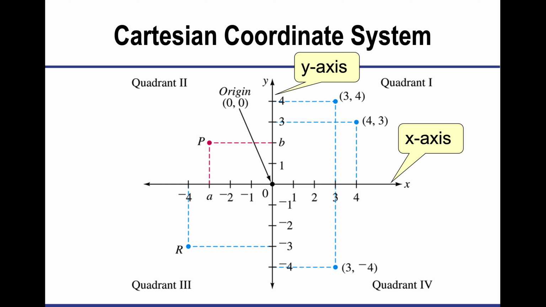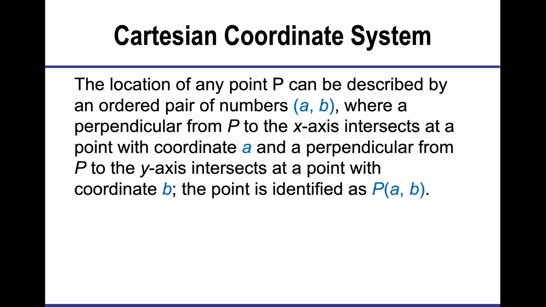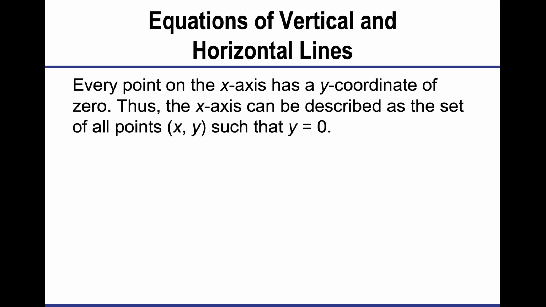The Cartesian coordinate system has four quadrants. They run counterclockwise. The first number is related to that horizontal line. The second number is related to the vertical line. The location of anywhere on the graph can be described as an ordered pair because A is describing how far to move to the right or the left from 0, and B is describing how far to go up or down from 0.